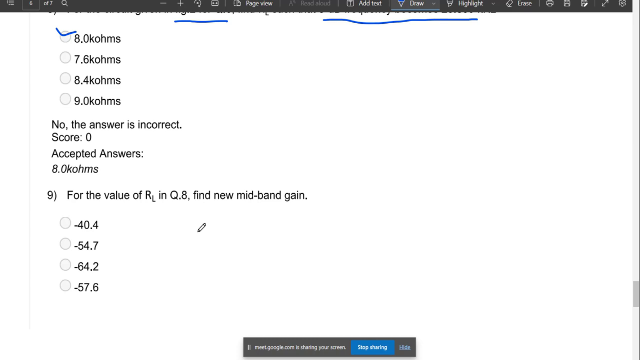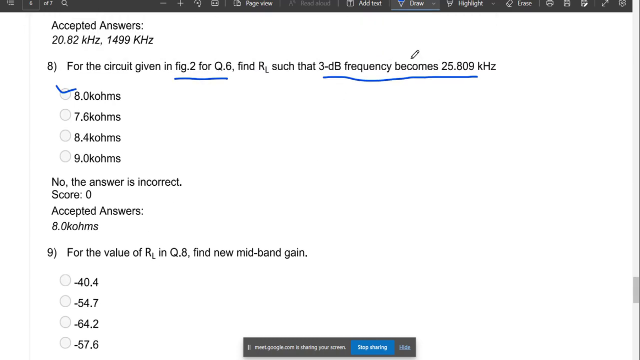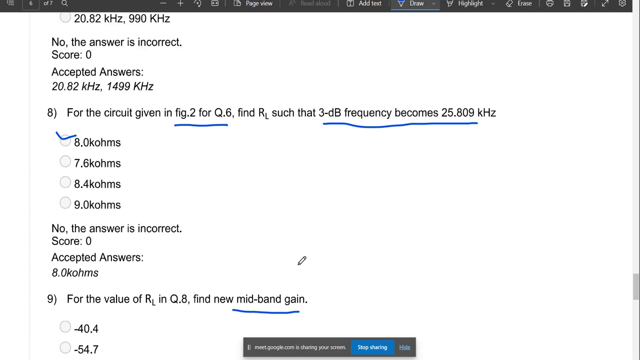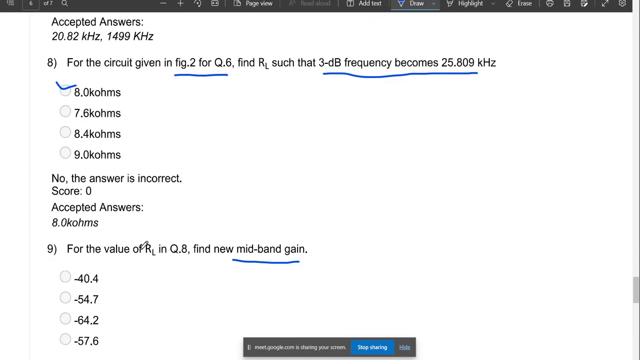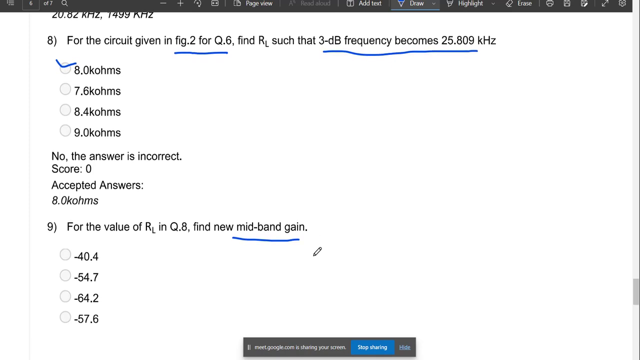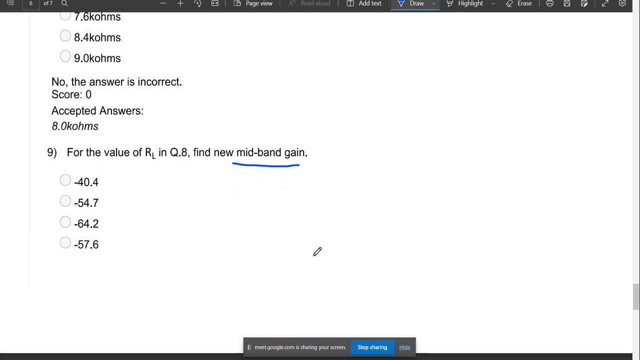For the value of RL in question 8, now you have to put the value of 8 kilo ohms as RL. Find the new mid band gain. You already have the formula and everything in terms of RL and other variables. Put the new value of RL and you will be able to find the new mid band gain. So what will be the answer here?